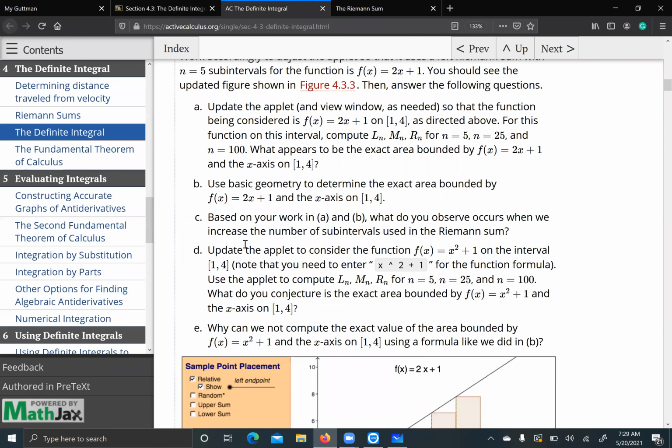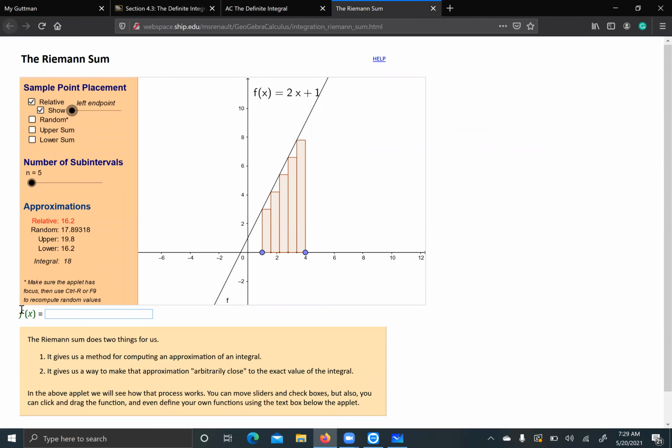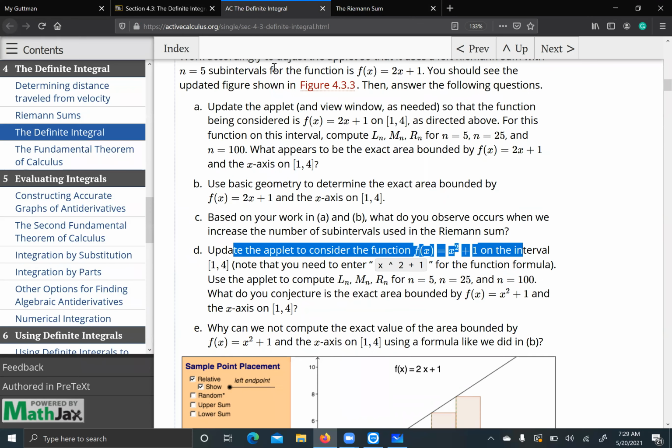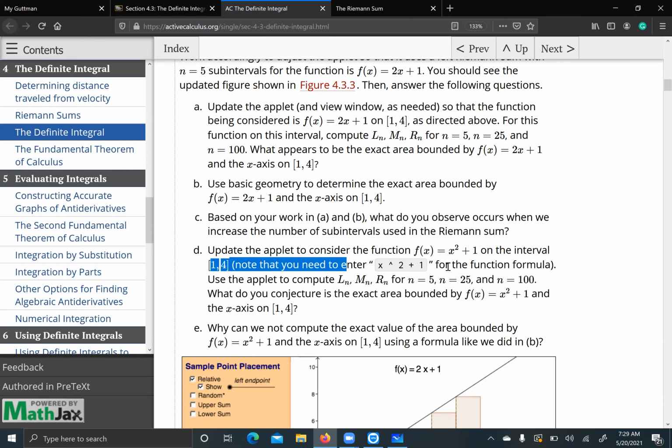Another function that is good to work with is x squared plus 1. Update the applet for x squared plus 1. It's going to be a parabola, on the same interval, 1 to 4. Then use the applet to compute the left Riemann sum, midpoint Riemann sum, and right Riemann sum with 5 rectangles, 25, and 100, and see what you see.